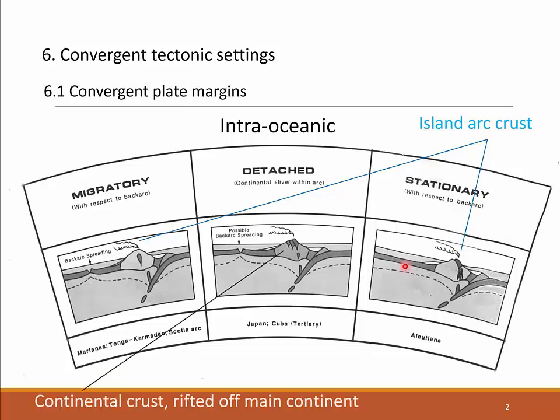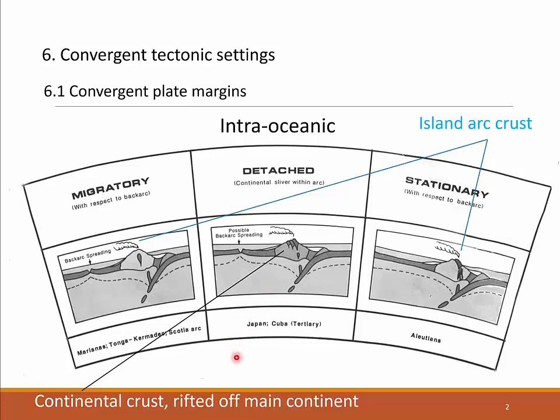The detached setting that we see here in the middle is pretty much the same as the two other settings, with the difference that the arc is not formed by differentiated mantle magmas alone. We find here a sliver of continental crust that has rifted off a nearby continent in an earlier episode of tectonics. This episode would have formed the back arc basin that we see here.